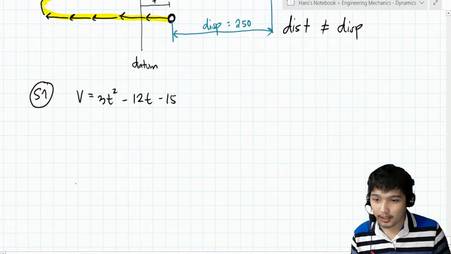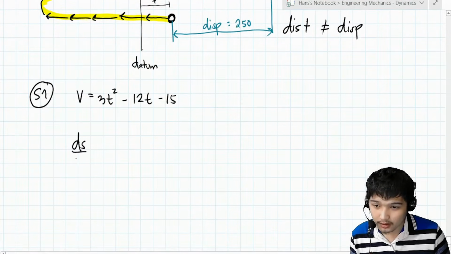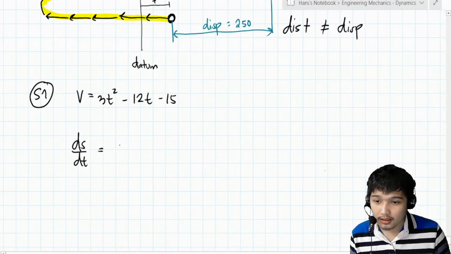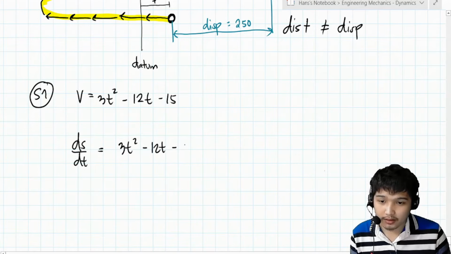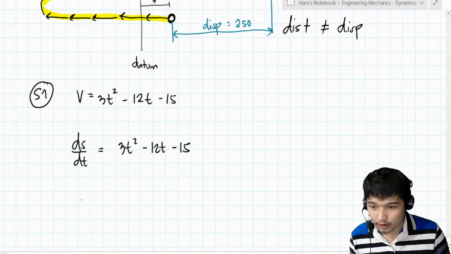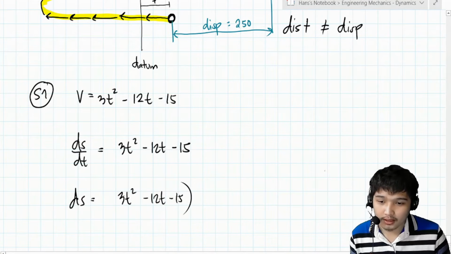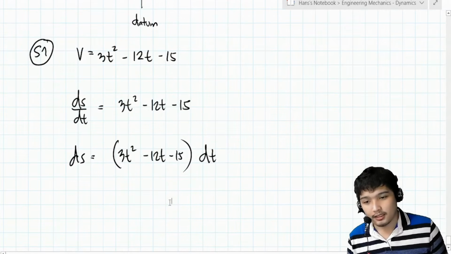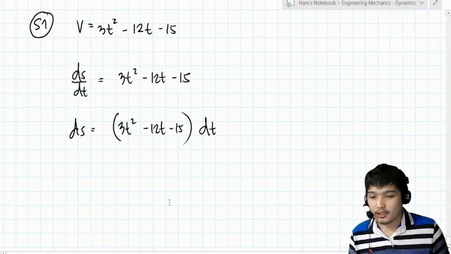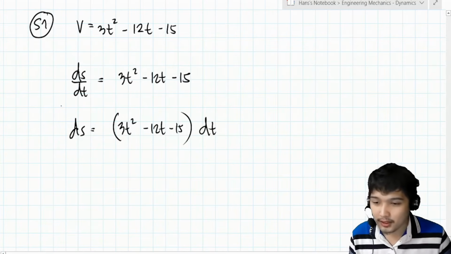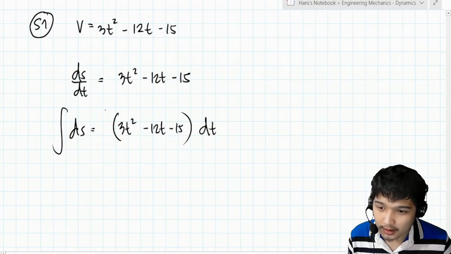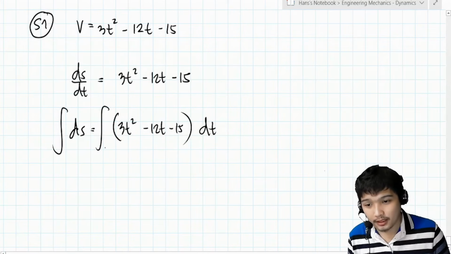So, still same process. This one is ds over dt, 3t squared minus 12t minus 15. Same pa rin. Cross multiply. 3t squared minus 12t minus 15, and then dt. Okay? So, now we just have to integrate, okay, from 0 to 10.